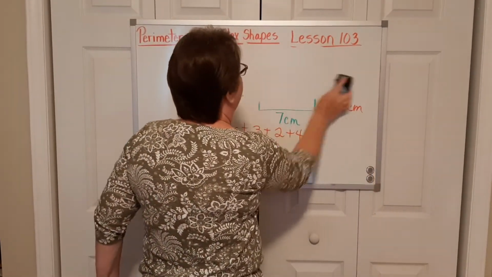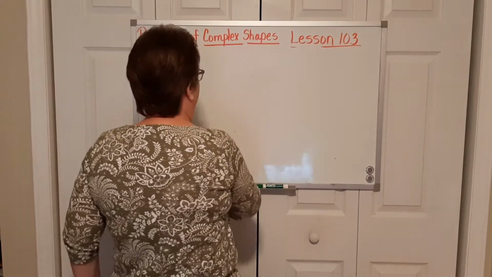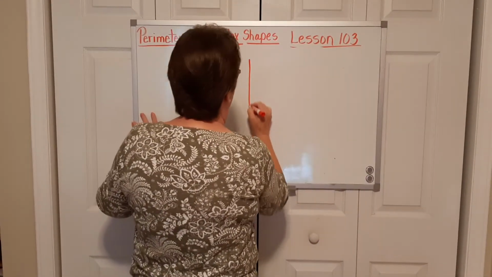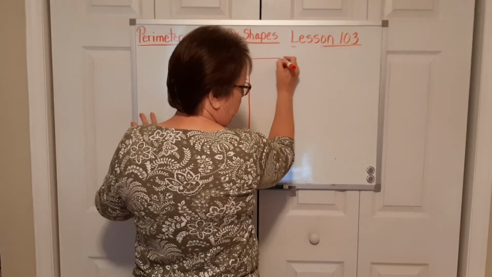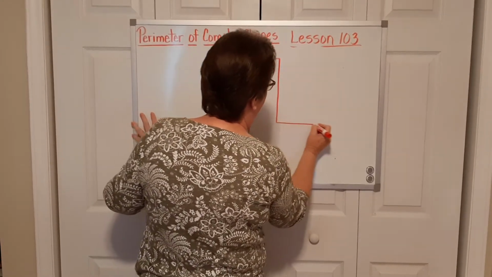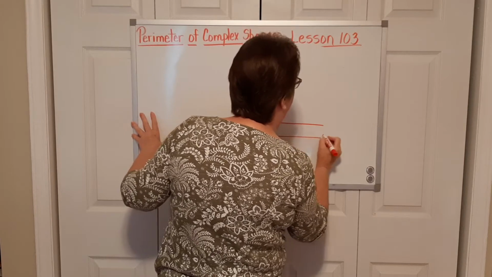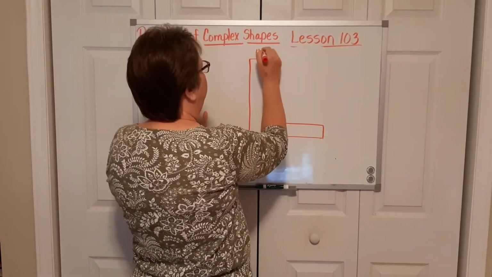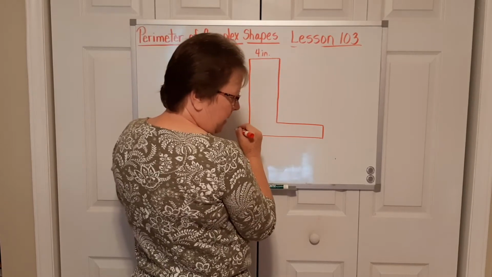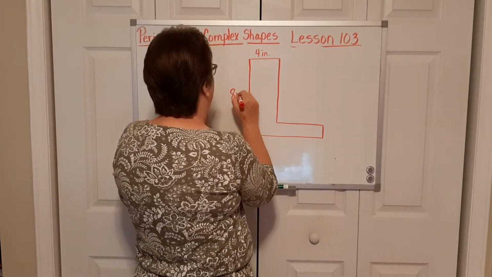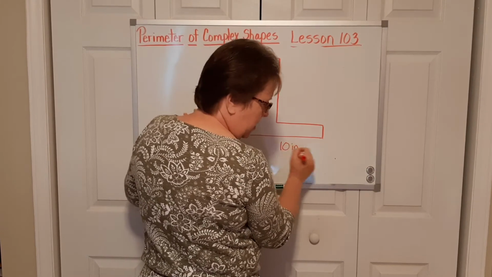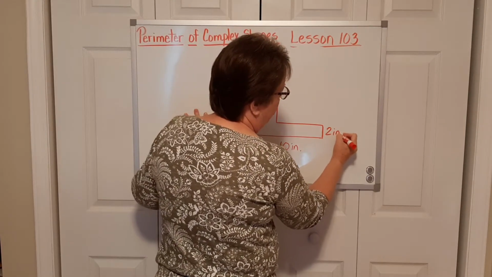Let's do one more. These examples are in your book today also for this lesson. Okay? Let me draw another one on the board here. We'll try to figure this one out. This one looks like a big L. Okay, let's see. This is 4 inches up here. Over here is 8 inches. Down here is 10 inches. And over here is 2 inches.